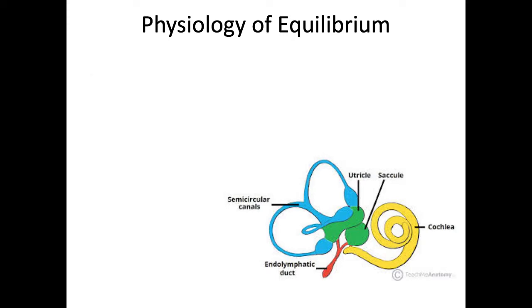The hearing receptors we've already learned about are housed in the cochlea, which is shown here in yellow. The receptors for equilibrium are in the vestibule and the semicircular canals, shown in green and blue here. They're in two places because we monitor two different types of equilibrium, static and dynamic. Static equilibrium tells us the position of our head relative to gravity. This is determined in the area of the inner ear called the vestibule, shown in green here.